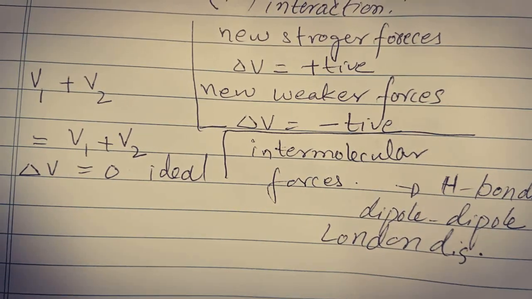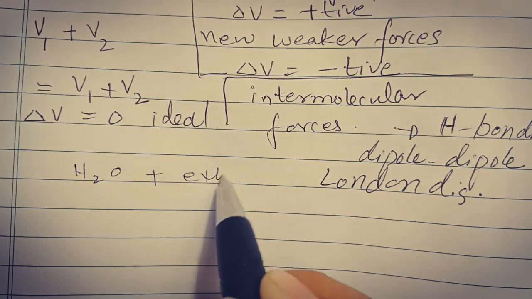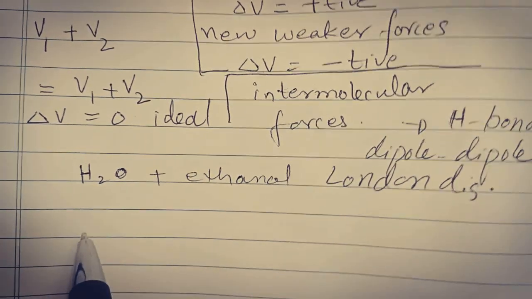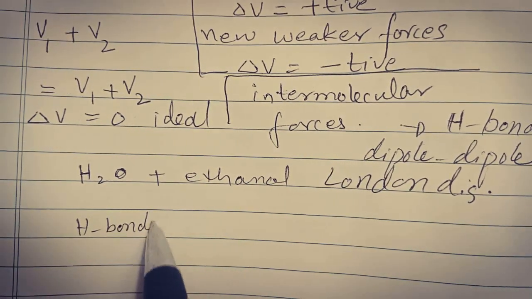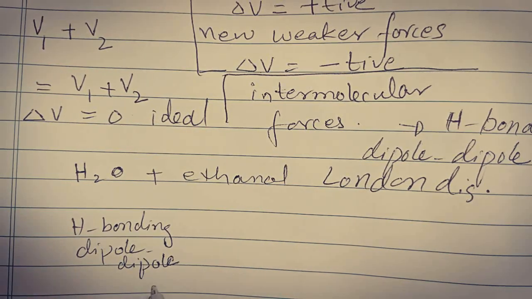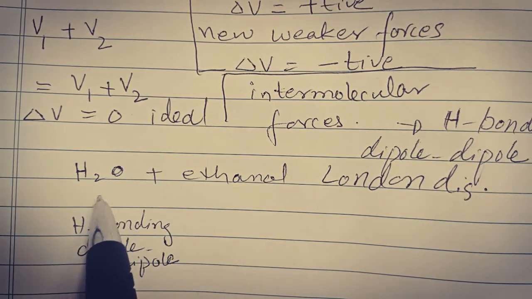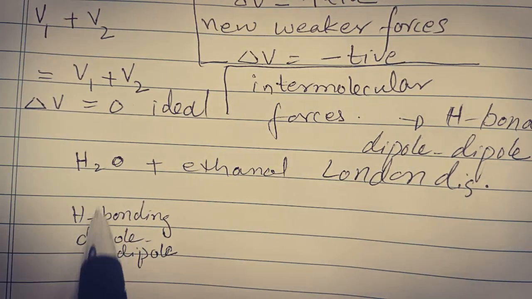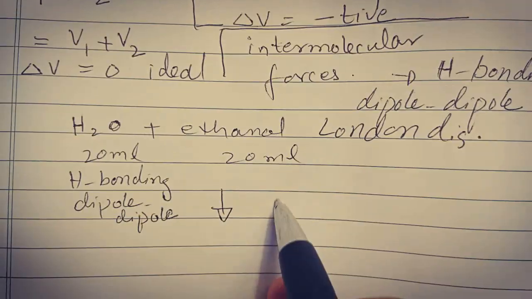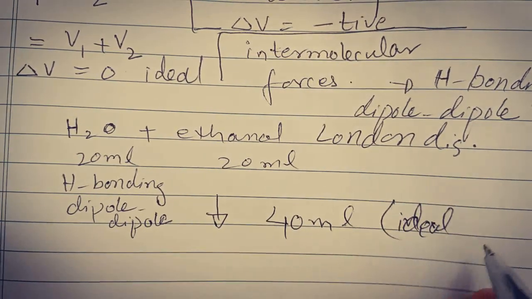For example, if you mix water with ethanol, there are two types of existent forces in water, that is hydrogen bonding and dipole interactions. And similarly, ethanol has its own forces of attraction. When these two liquids are mixed, for example, if you are taking 20 ml of water and 20 ml of ethanol, the overall solution must have 40 ml volume if it is considered an ideal solution.